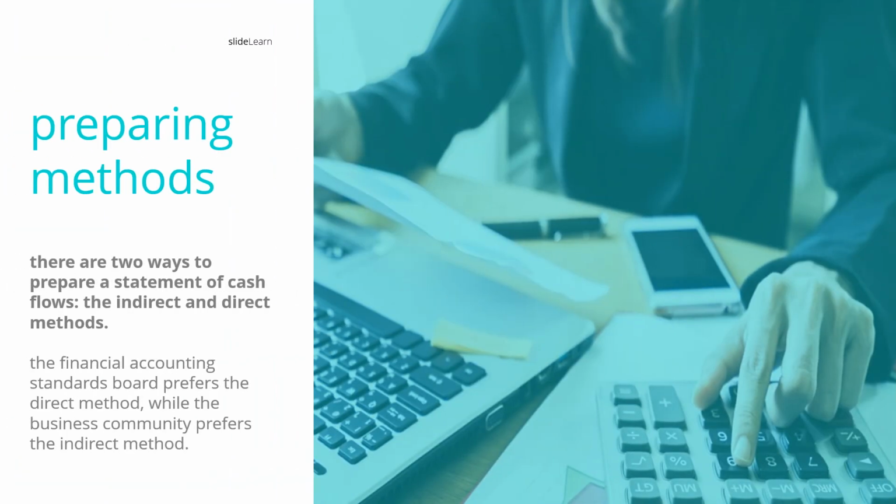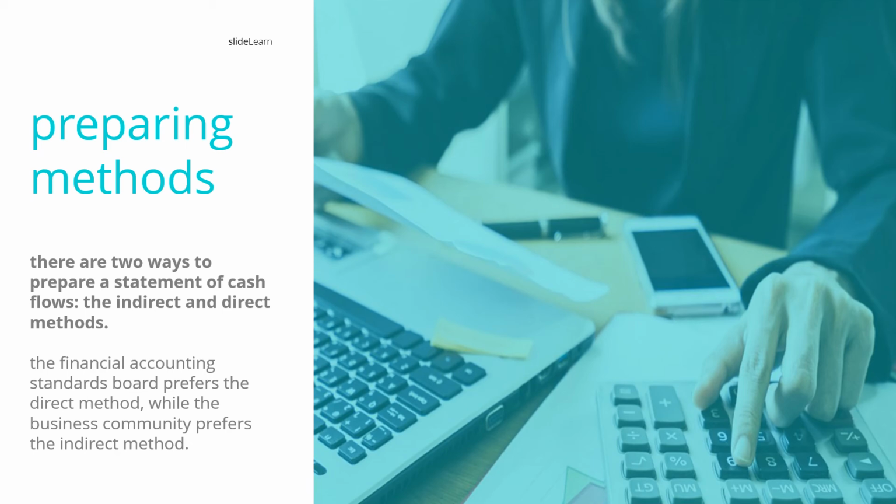There are two ways to prepare a statement of cash flows: the indirect and direct methods. The Financial Accounting Standards Board prefers the direct method, while the business community prefers the indirect method. Regardless of which method you use, the bottom line cash balance is the same, and it has to equal how much cash you show on the balance sheet. In this section, we show you how to prepare a statement of cash flows using both the direct and indirect methods. So, no matter what happens, you need to have a handle on how to use both methods.